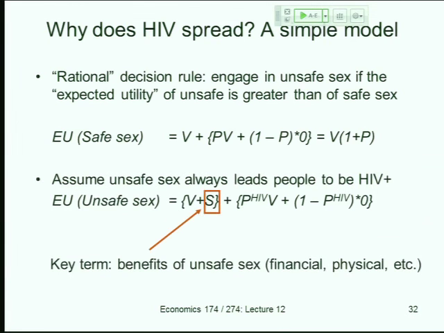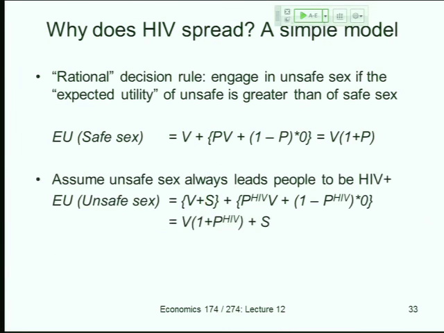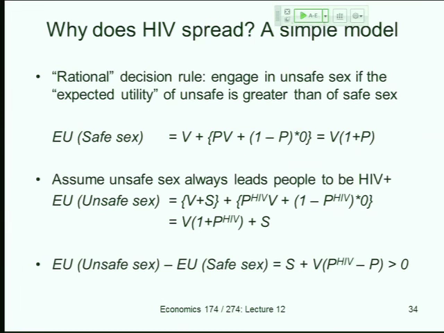Okay, so the key issue here is that the benefits of unsafe sex are S, and the cost is the difference between P and PHIV. You're going to be trading these things off. This is your expected utility from unsafe sex, that expression there. And you can easily see I'm going to choose to engage in unsafe sex if this condition holds, just doing the algebra: if the benefits of unsafe sex are large enough, and if this gap is sufficiently small.